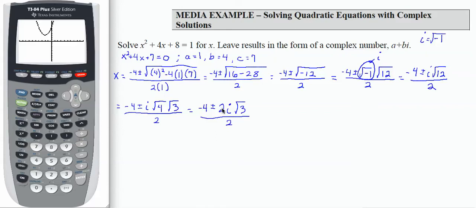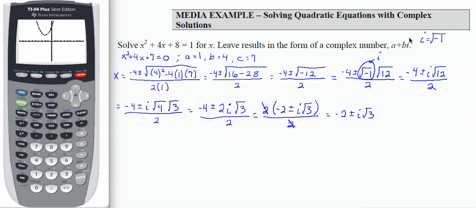Now I have a common factor of 2 in this term, and in the denominator. So I can remove a 2 from each term in the top, leaving me with negative 2 plus or minus i times the square root of 3, all divided by 2. Be very careful that your fraction bar goes all the way across. Now I can reduce, there's a common factor of 2. I have left negative 2 plus or minus i times the square root of 3.